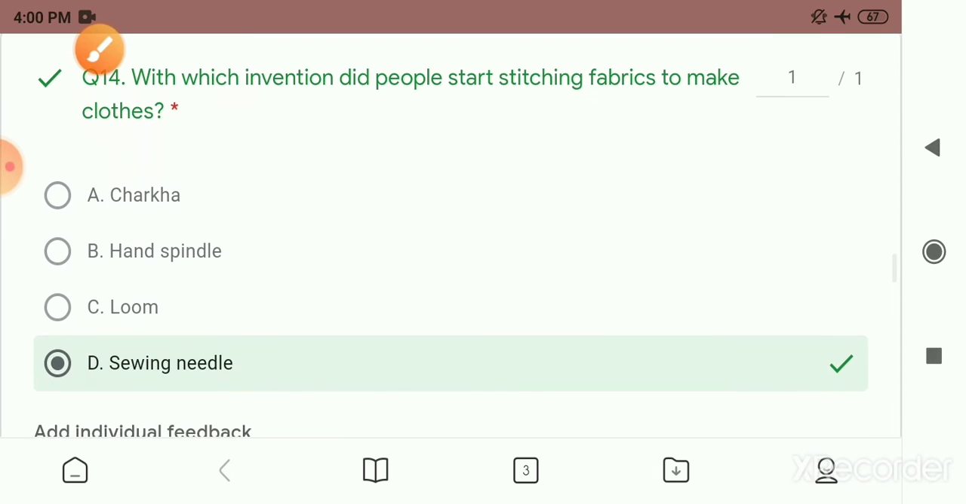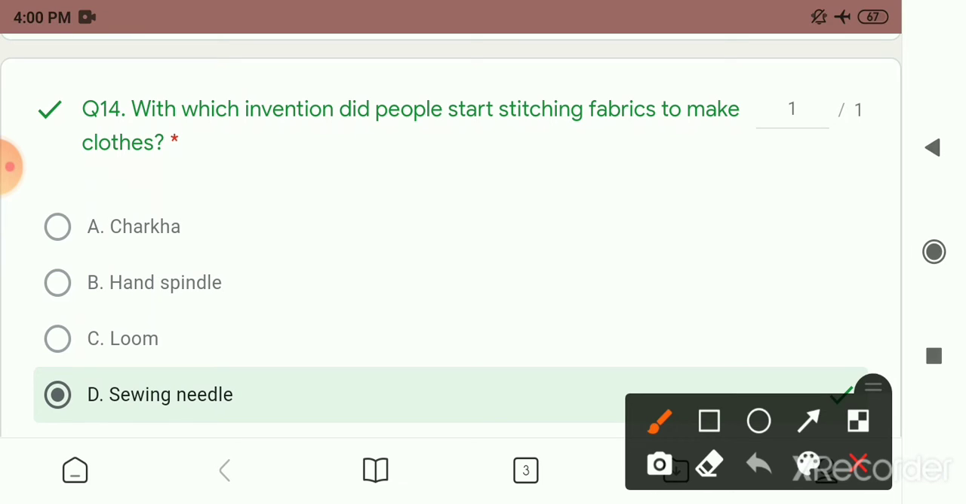Next is 14th number, with which invention did people start stitching fabrics to make clothes? Because of which invention people started stitching of clothes? The options are charkha, hand spindle, loom or sewing needle. So here your answer is option D, that is sewing needle. With the invention of sewing needle, people started stitching fabrics to make clothes. So your answer is option D, sewing needle.